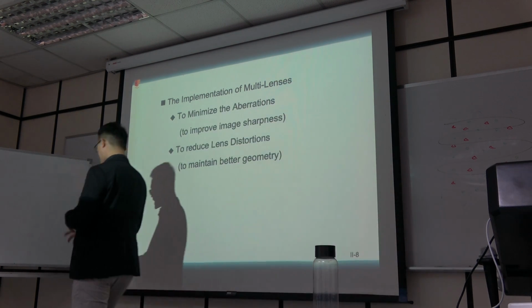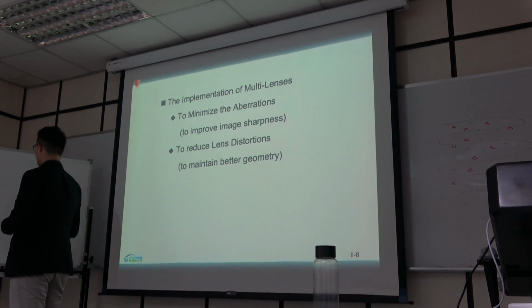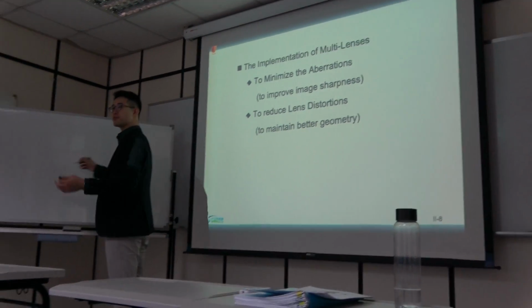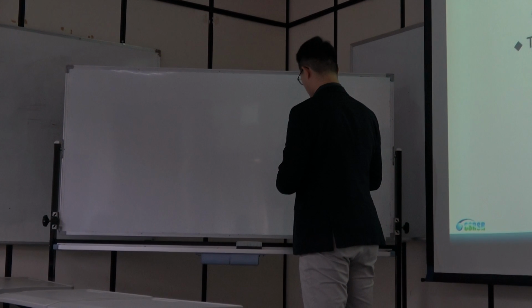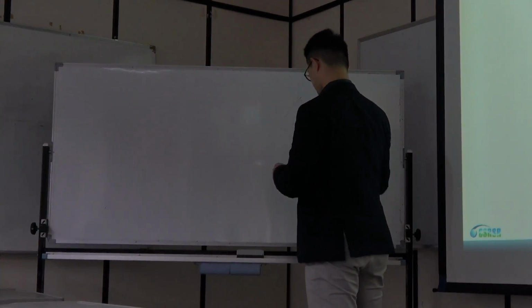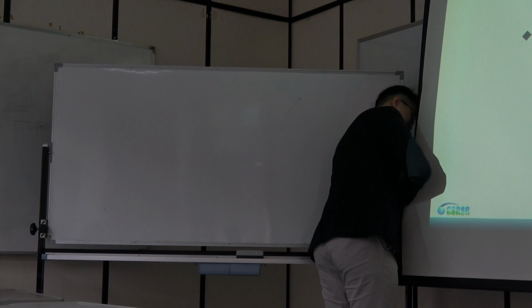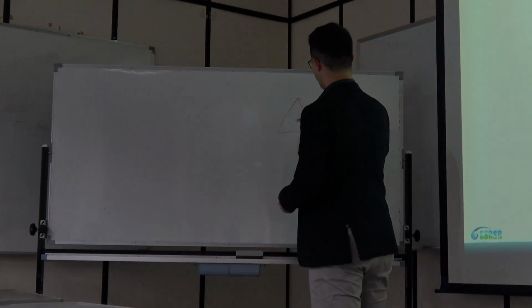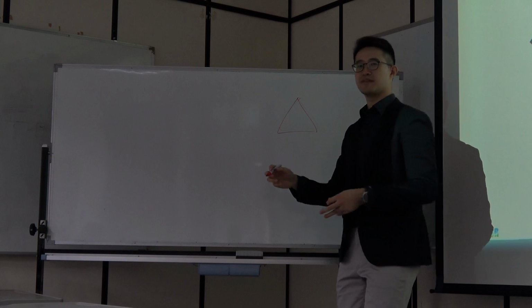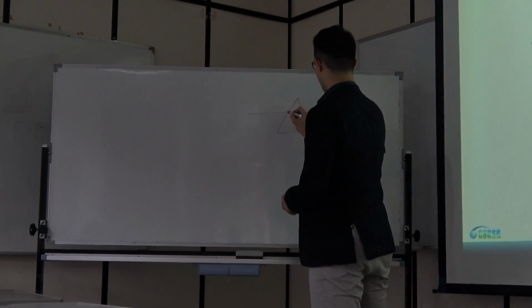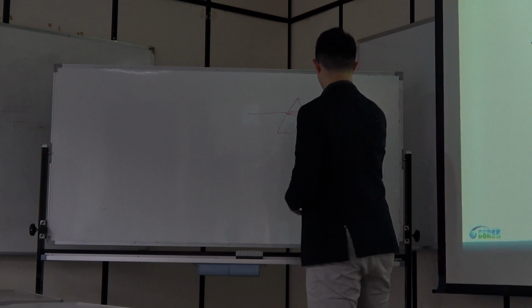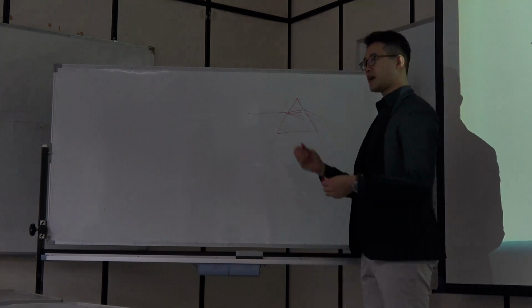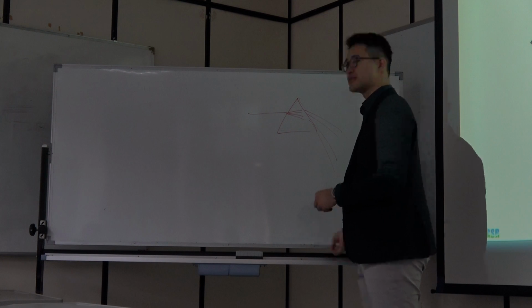What's the evidence for that? You guys should know it actually. Rainbow is one example. Alright, so Newton had something like this, right? And the light is refracted, and even more refracted, right? So why? Because different wavelengths have different refraction angles.